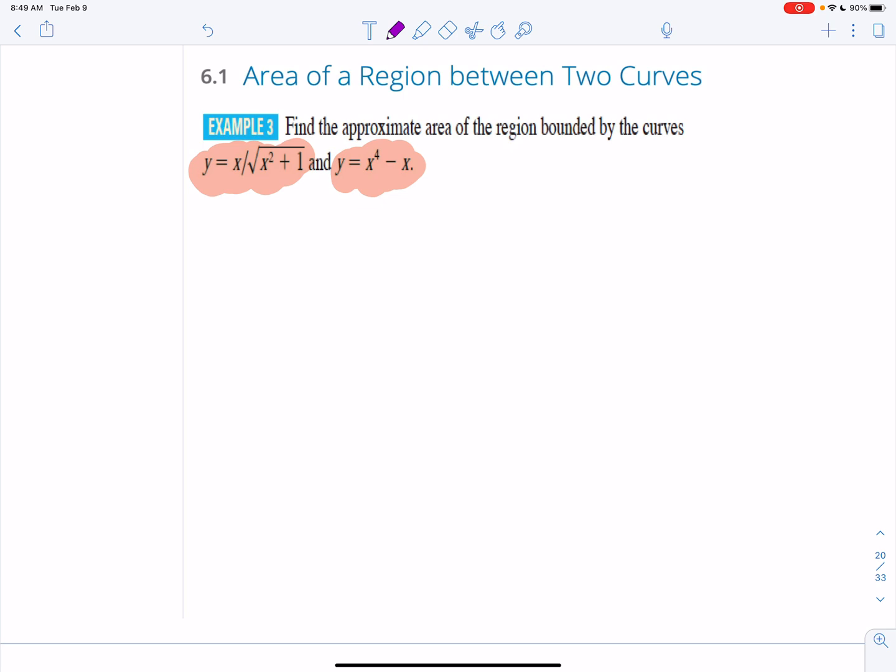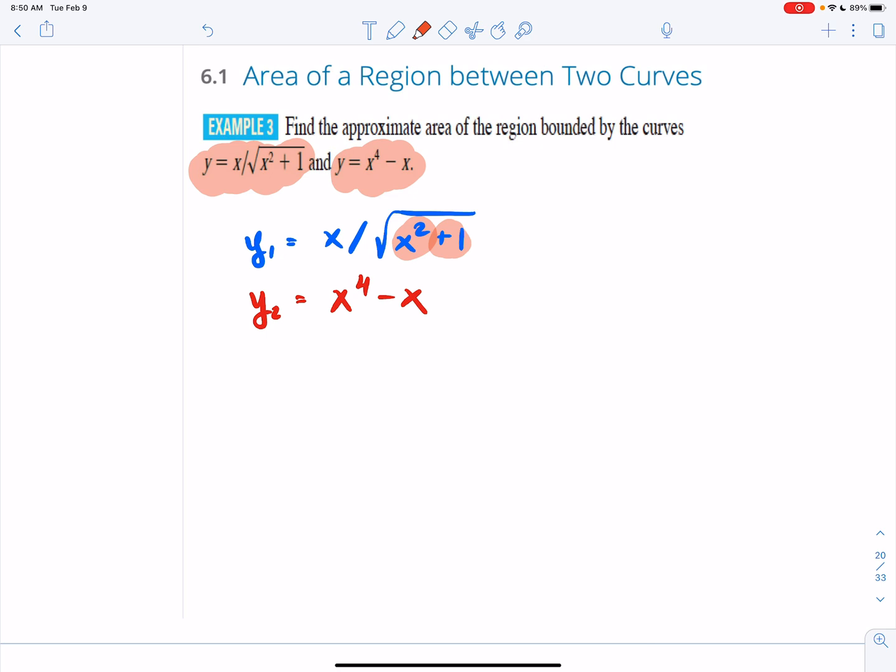So go ahead and type out, I'll try to be consistent with the colors here, especially if you're using a colored calculator. We're going to go ahead and let y1 be x divided by the square root of x squared plus 1. And we're going to let y2 be x to the 4th minus x. Okay? Some things that I've seen happen. Make sure that when you square root x squared, you toggle down so that plus 1 is not up in the exponent, okay?